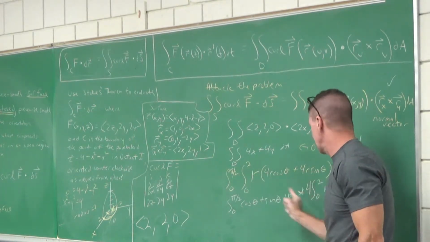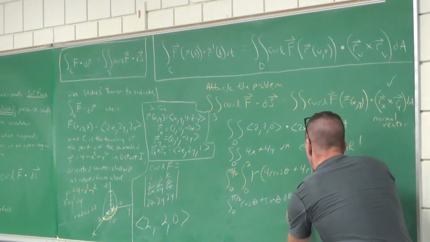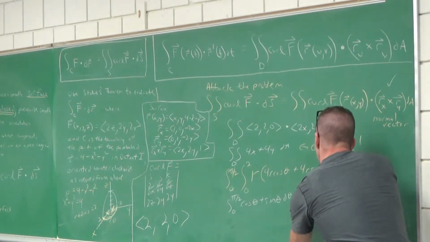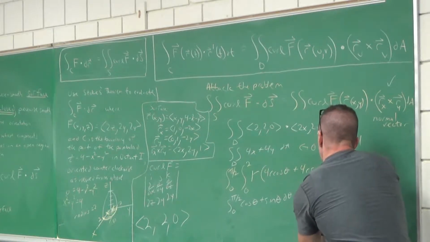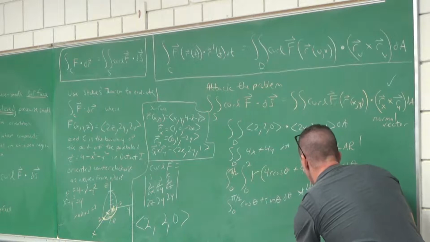There's that 4 that got factored out. I put it right there. I could have put the 4 there. That just becomes 4 times r cubed over 3 from 0 to 2. And 4 times 8 over 3 is 32/3.